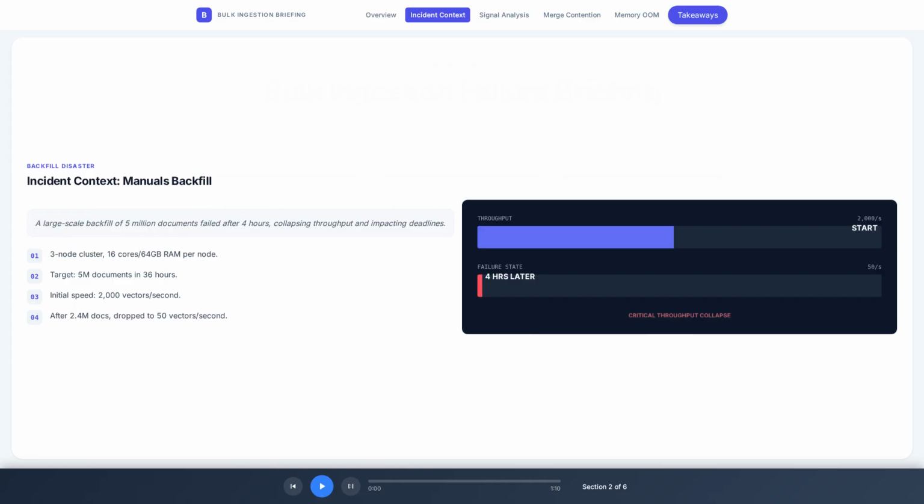Yeah, only 50. What was supposed to take maybe 12 hours turned into an estimate of several weeks. This put important project deadlines in jeopardy. This sharp drop in performance is what we need to figure out. A backfill of millions of documents failed dramatically. So the main takeaway here? A huge data ingestion task hit a wall. Performance degraded severely, and it completely missed its deadline.